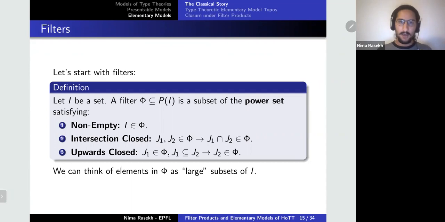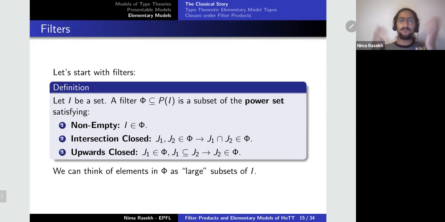And how do we make sense of it intuitively? Intuitively, objects in the filter are like large subsets. So this "large" should be understood metaphorically. It should not necessarily have large cardinality or small cardinality. It's like we're choosing certain subsets and designating them as the large ones, and then we're giving them axioms that we expect large subsets to satisfy.